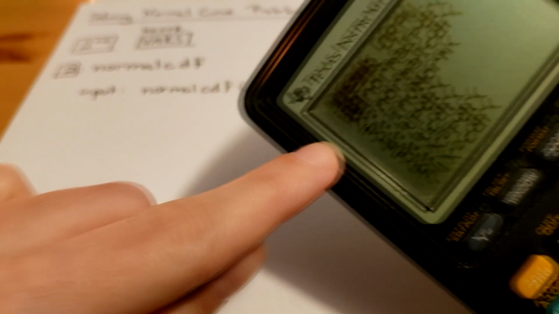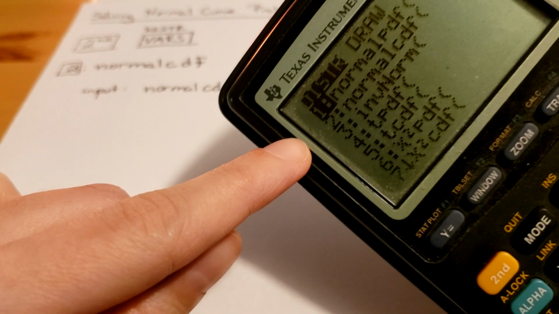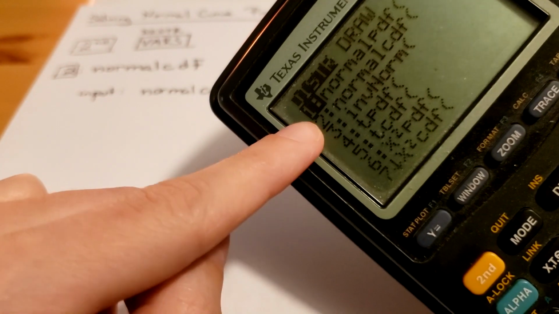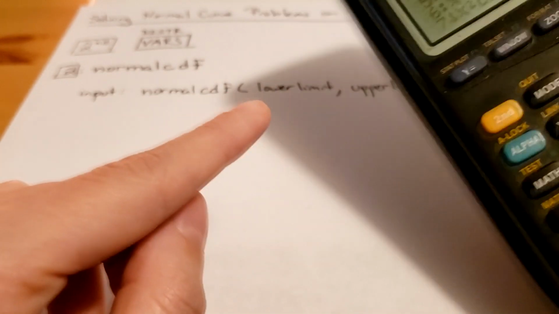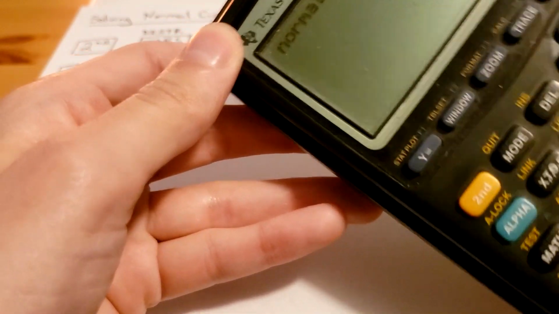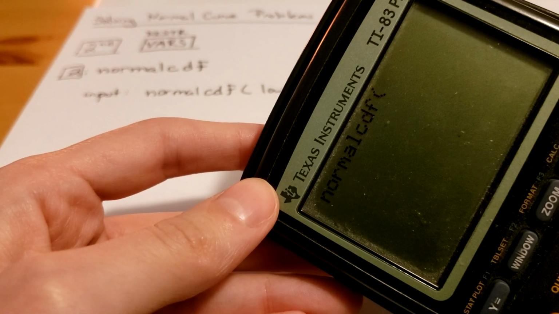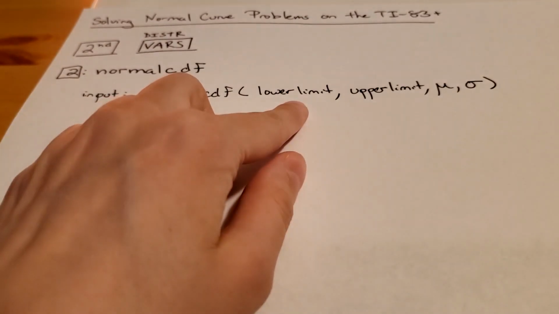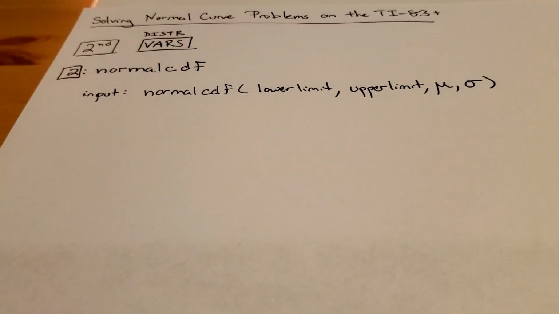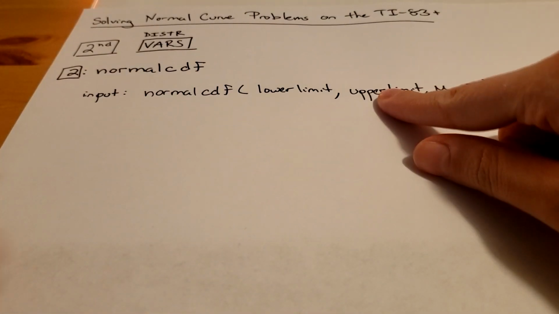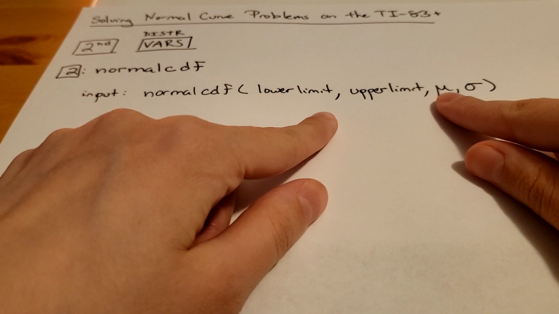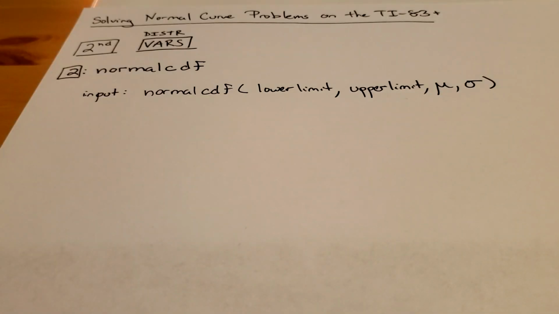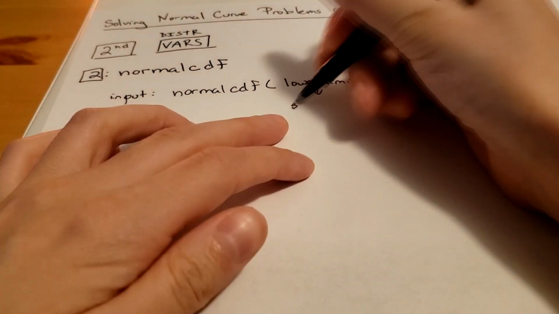The second thing that comes up here is normal CDF. Stay away from normal PDF. We're not using that here. Make sure that you use normal CDF. Then we would hit enter over there, and now we're going to see normal CDF on our screen like this. Now what you have to input in here is your lower limit, or this is your smaller z-score, your upper limit, which is your bigger score, the mean of the normal distribution you're working with, and the standard deviation of the normal distribution you're working with.